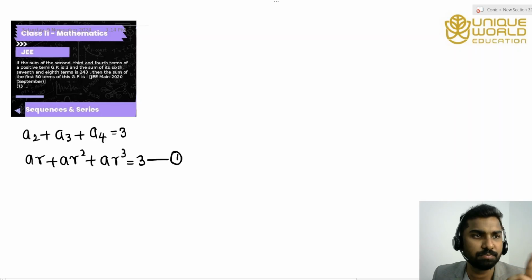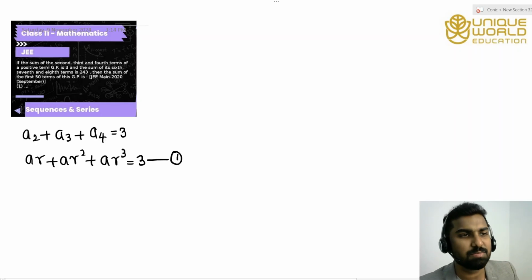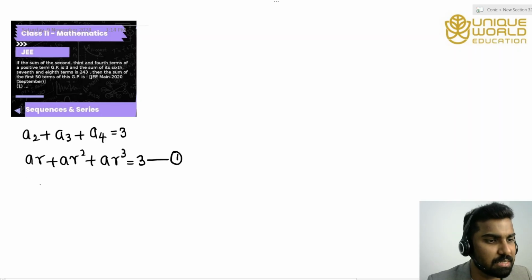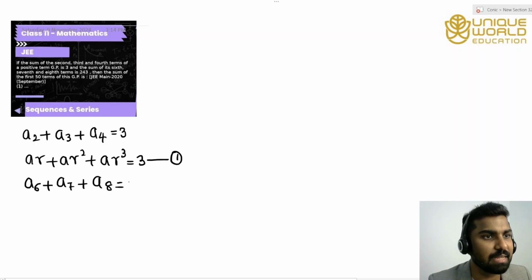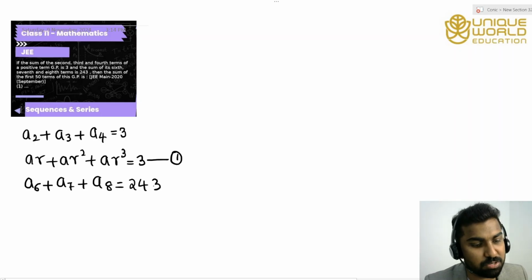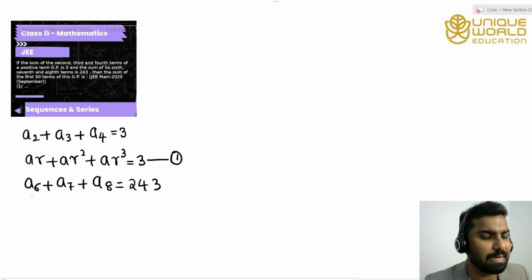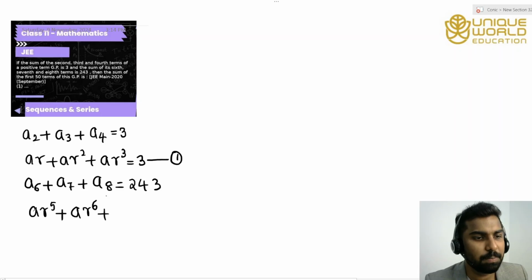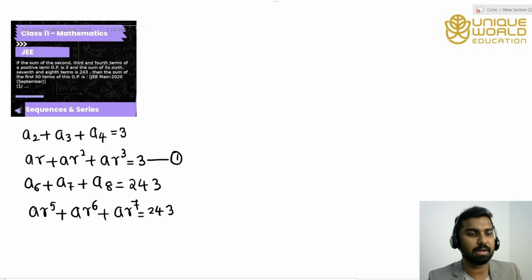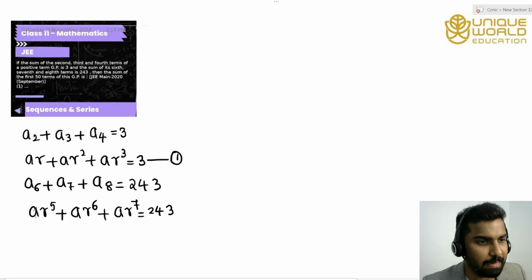Now, the sum of the 6th, 7th and 8th terms: A6 plus A7 plus A8. The 6th, 7th and 8th terms of the GP are also given as 243. All right. So A6 we know how to write. In a similar way, A6 will be equal to AR to the power 5, plus A7 means A into R to the power 6, plus A8 means A into R to the power 7, that will be equal to 243. Alright. Now from here what can I write?